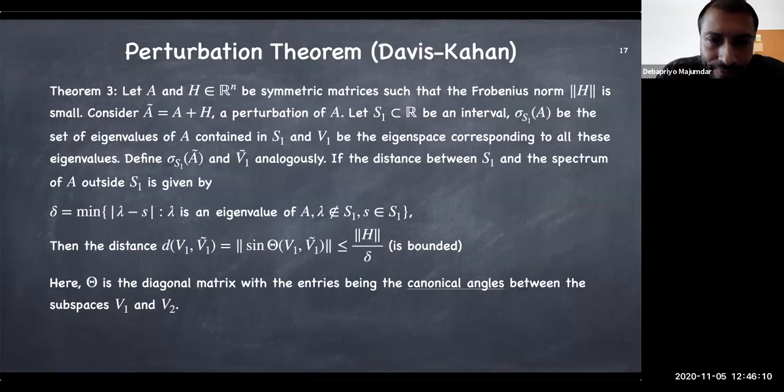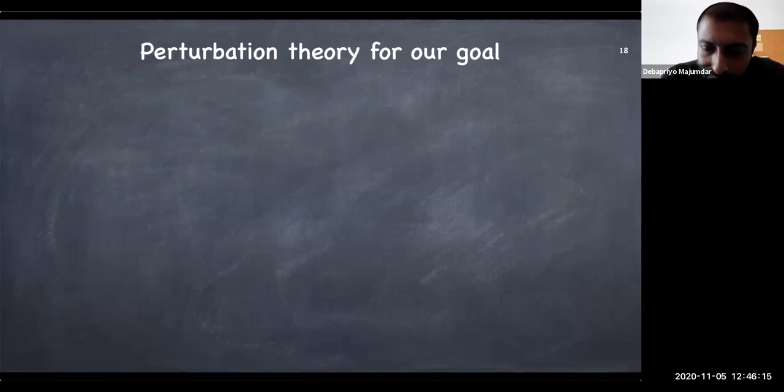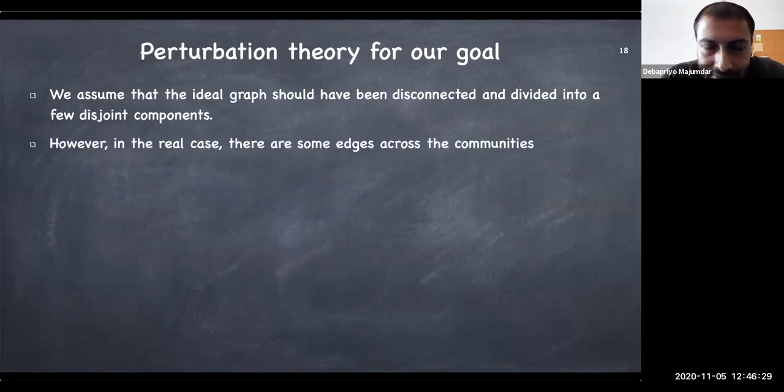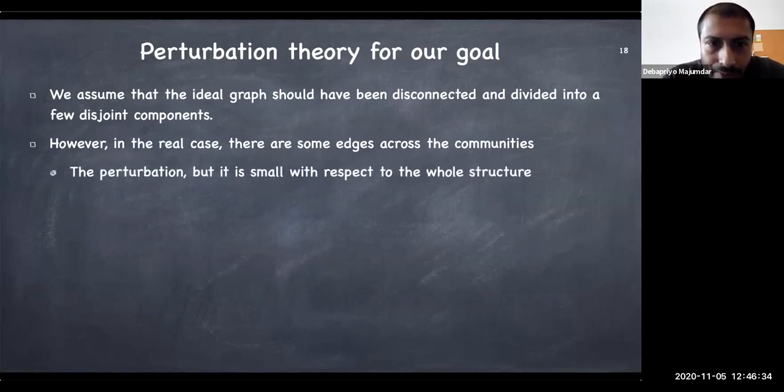Now, given this mathematical statement, how do we interpret this? In our case, we are interested in the application. In our case, what it means is the following. We assume that the ideal graph should have been disconnected and divided into a few disjoint components or communities. But in the real case, there will be some edges across communities, right? So that's the perturbation. But it should be small with respect to the whole structure. Obviously, if we work with a graph of 10 nodes or 12 nodes and things like that, and if we add 6, 7 more edges across communities, it's actually a big perturbation. So we'll not do that.